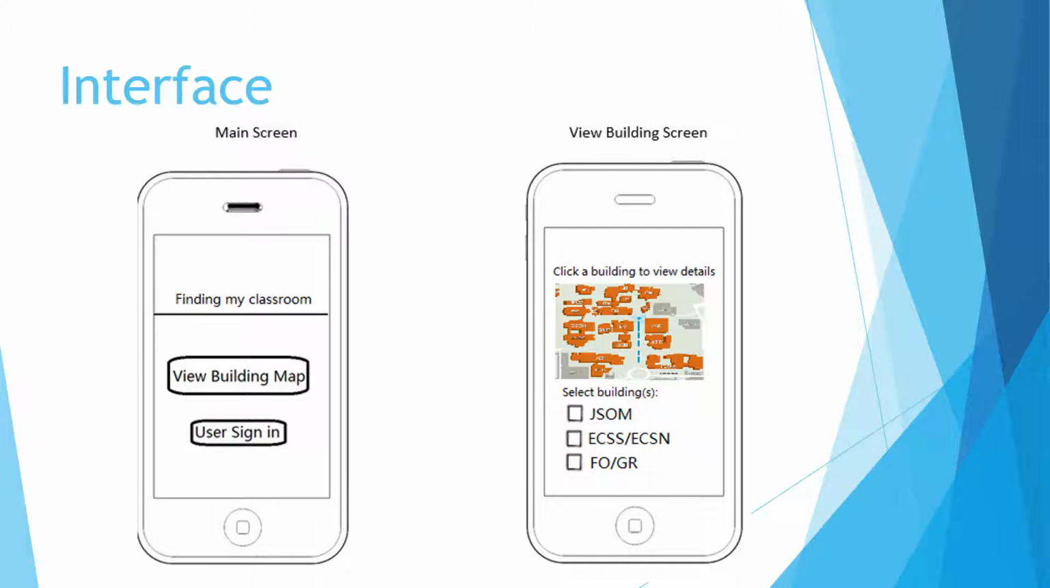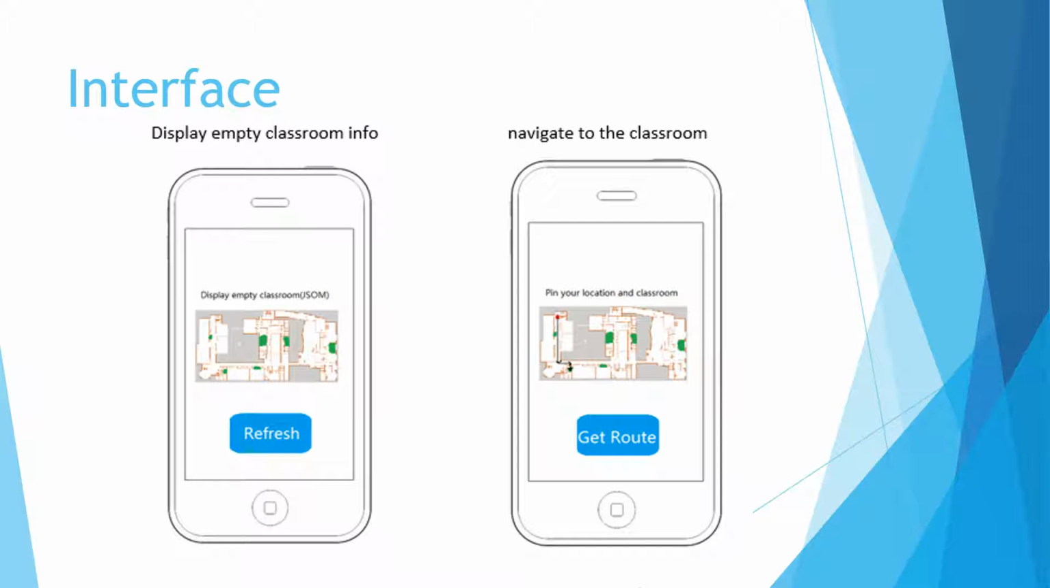For our interface, our main screen is simple and clean, with only two directions the user can go. One is view building map, and the other is user login on the right. A user can check the boxes below to select buildings. After that, our system will display empty classroom info, which is shown in green. A user can pin his or her location in red, select a target empty classroom and click the Get Route button to get navigation if the user is not familiar with the building.